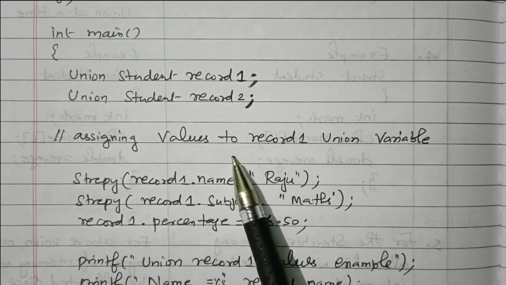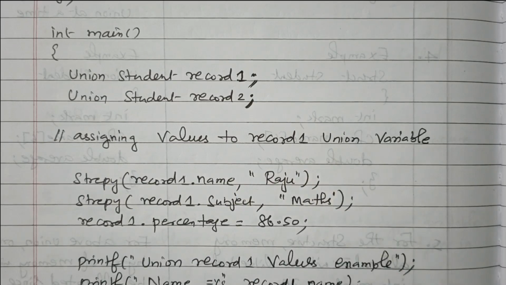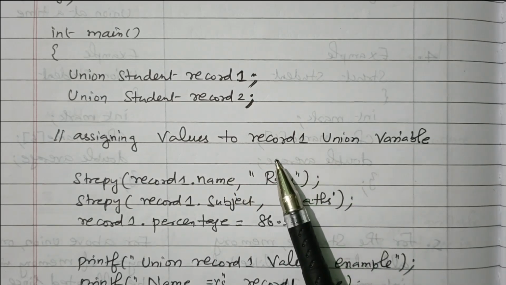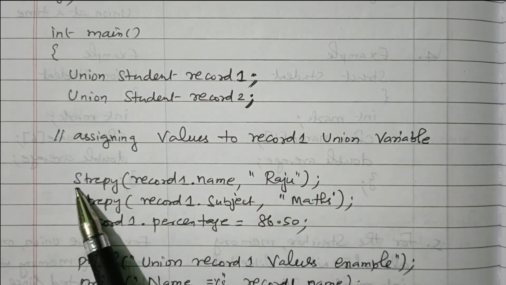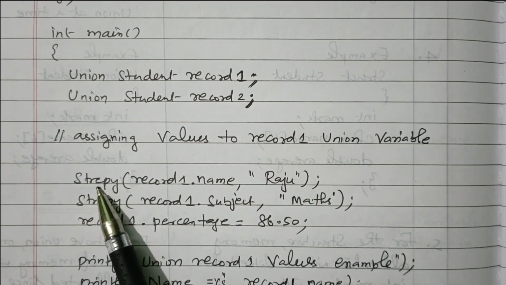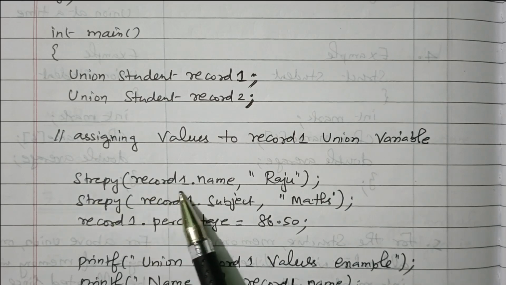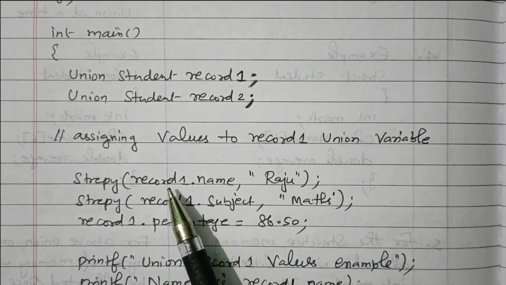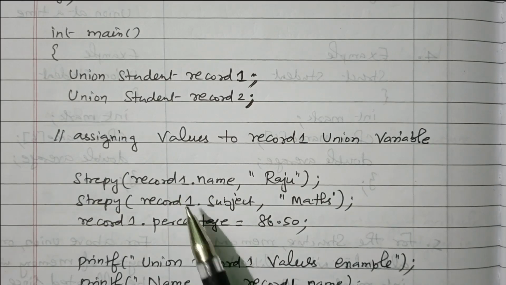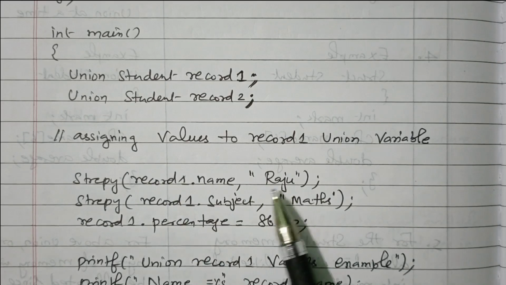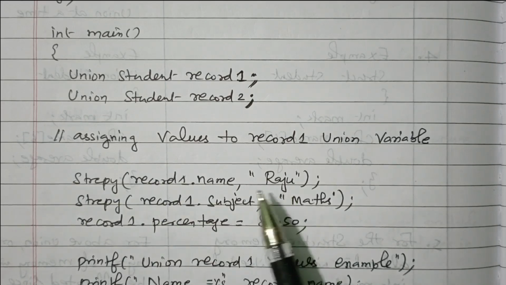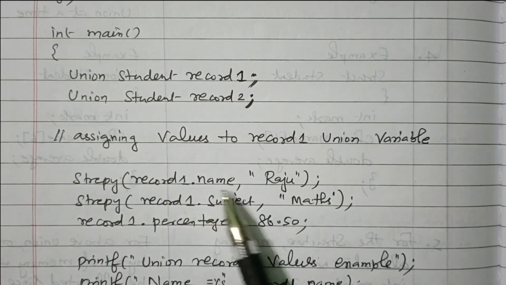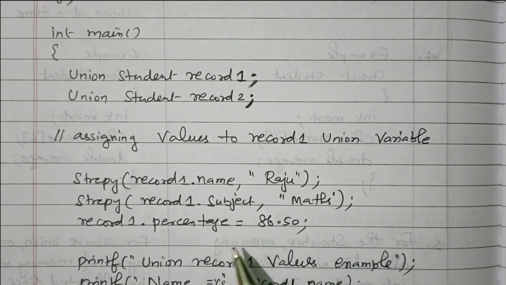Now assigning the value to the record 1 union variable. We are not getting the value from the user. Directly we are going to assign the value. strcpy is nothing but string copy. Record 1 dot name means first student name. Record 2 dot name means second student name. So we are storing Raju. This Raju is copied into record 1 dot name. This Raju will be stored here.